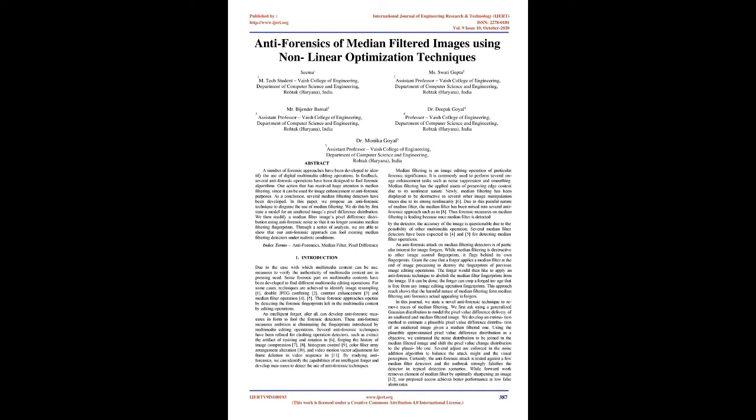Several anti-forensic techniques have been developed for countering operation detectors, such as removing the artifacts of resizing and rotation in 6, forging the history of image compression 7, 8, histogram manipulation 9, color filter array alteration 10, and video motion vector adjustment for frame deletion in video sequences in 11. By studying anti-forensics, we can identify the capabilities of an intelligent forger and develop measures to detect the use of anti-forensic techniques. Median filtering is an image editing operation of particular forensic significance.